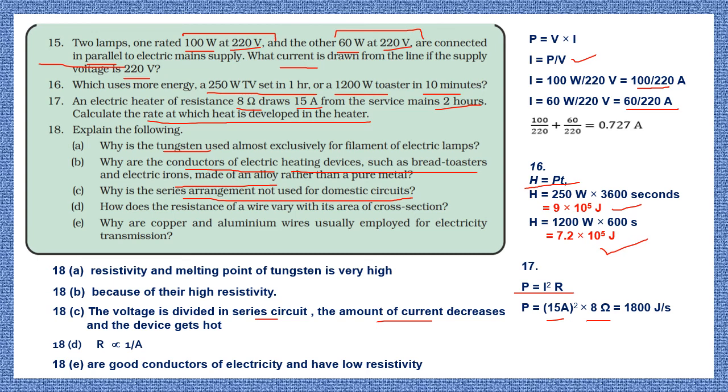The next question is, how does the resistance of a wire vary with the area of cross section? The resistance is inversely proportional to area. And why are copper and aluminum wires usually employed for electricity transmission? Because they are good conductors of electricity and their resistivity is low. That is why they are used.